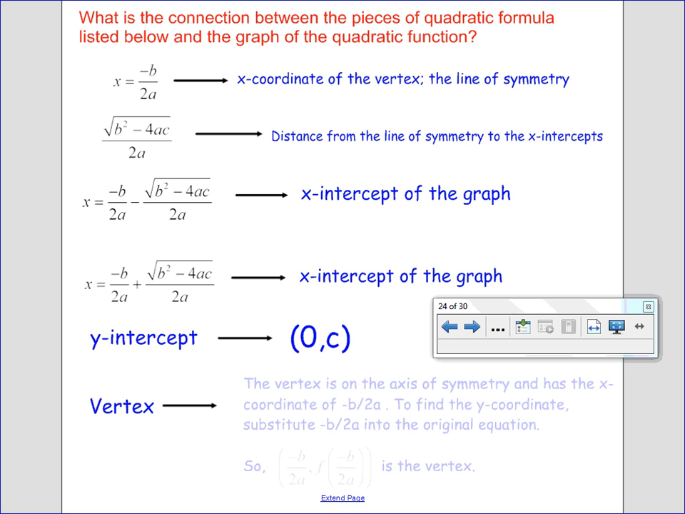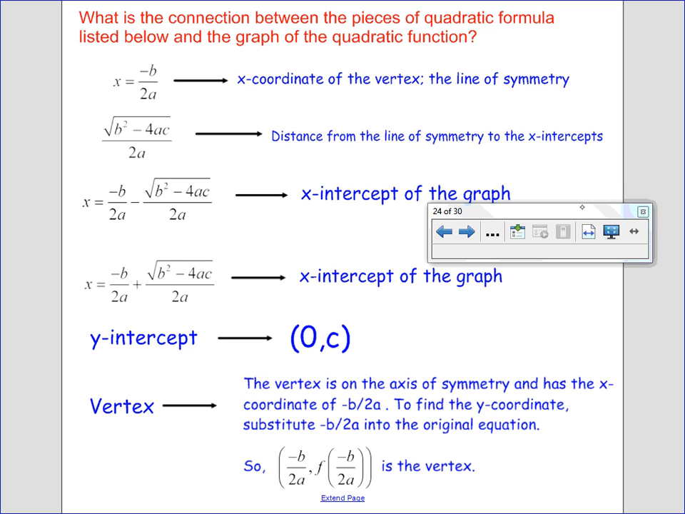And lastly, the vertex, we already clipped in for you because there was a lot of writing. We know the vertex is on the axis of symmetry. So we know the x-coordinate that is opposite of b over 2a. That's the x-coordinate of the vertex. To determine the y-coordinate, we'll evaluate my function rule at that x-coordinate.